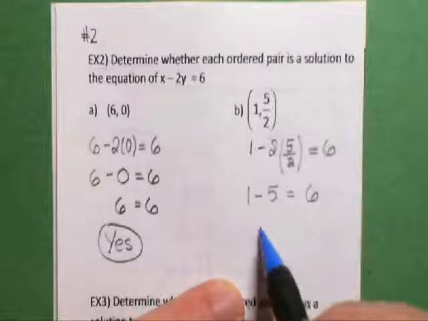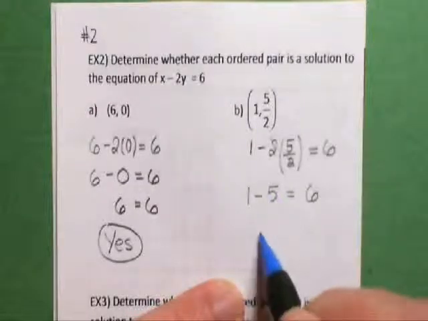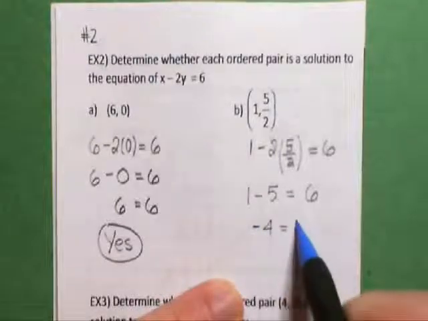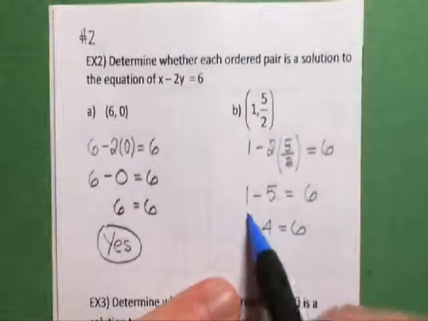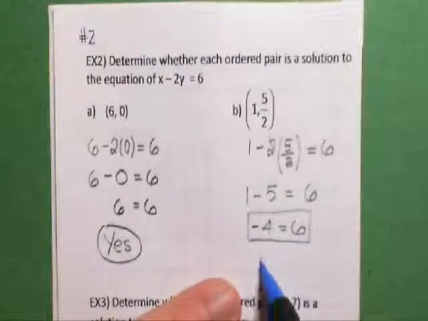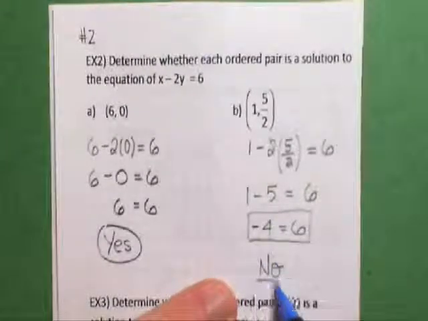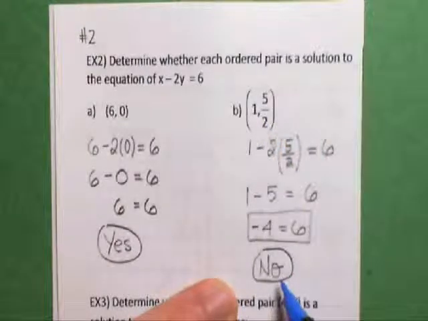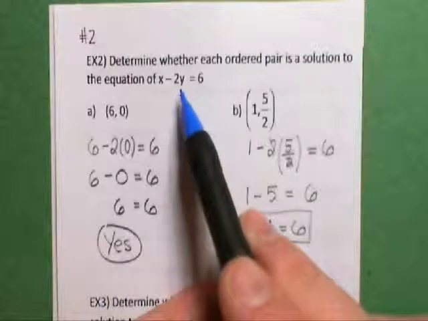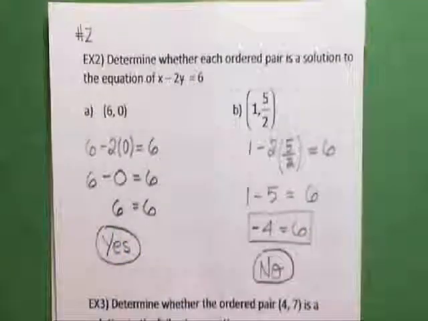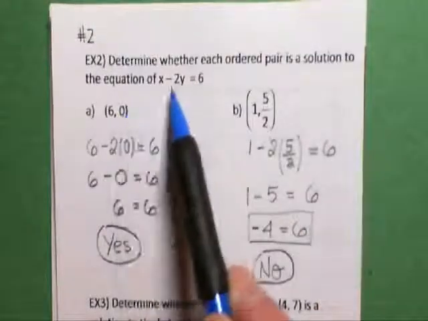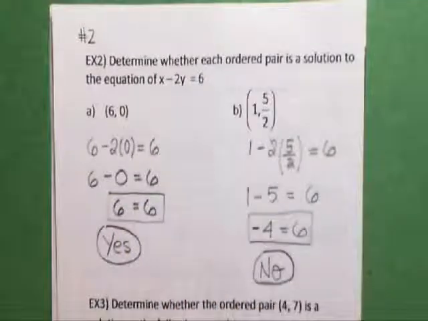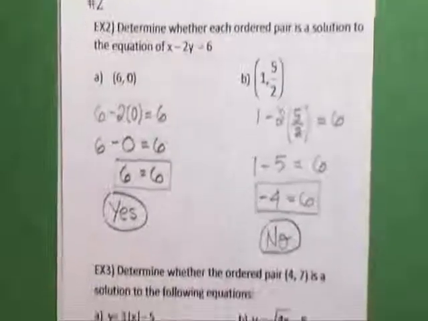So then 1 minus 5 is, signs are different, so you subtract, so it would be 4, and the sign of the biggest would be negative, equals 6. Now, is this true? And the answer is no. So therefore, that means that this point right here is not on the line x minus 2y equals 6. Okay? And this point right here, (6, 0), is on the line. Okay? Because 6 equals 6. Alright, very well. Let's move on to example number 3.